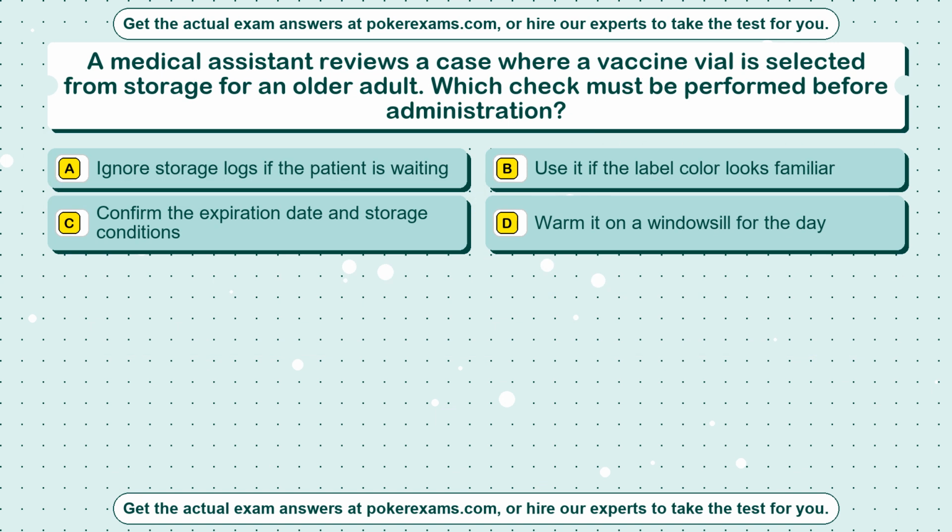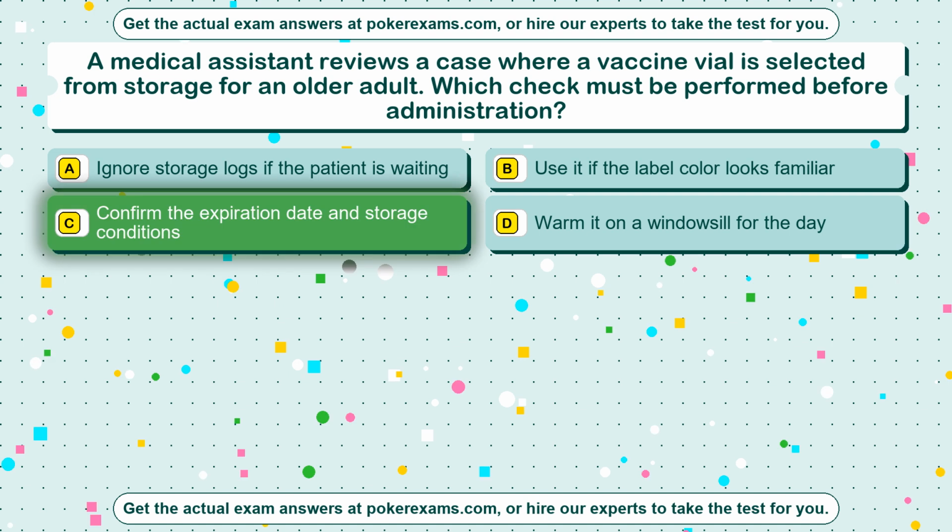Question 30. A medical assistant reviews a case where a vaccine vial is selected from storage for an older adult. Which check must be performed before administration? Option A, ignore storage logs if the patient is waiting. Option B, use it if the label color looks familiar. Option C, confirm the expiration date and storage conditions. Option D, warm it on a windowsill for the day.